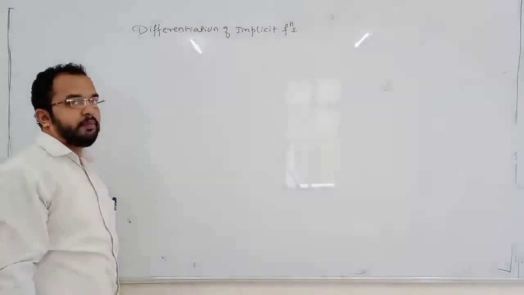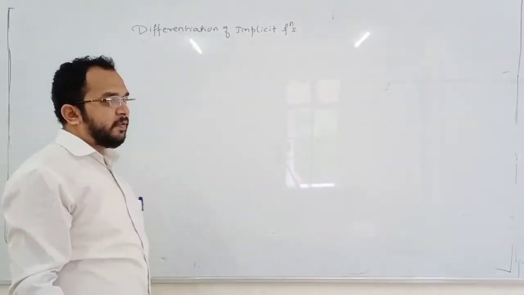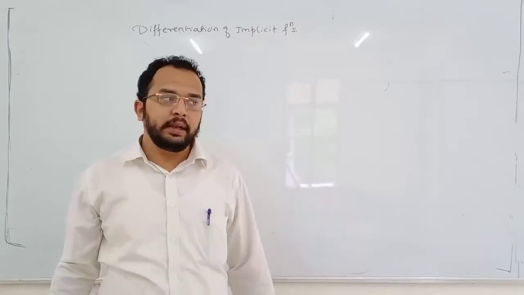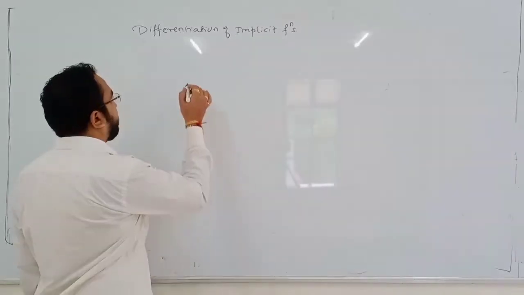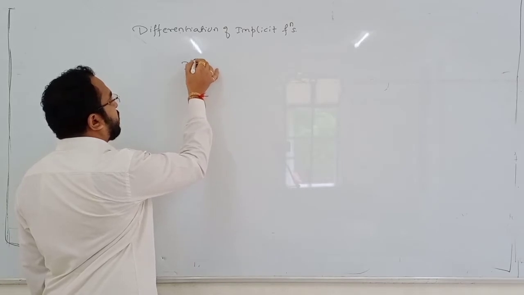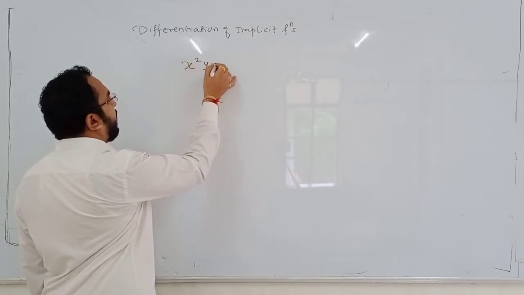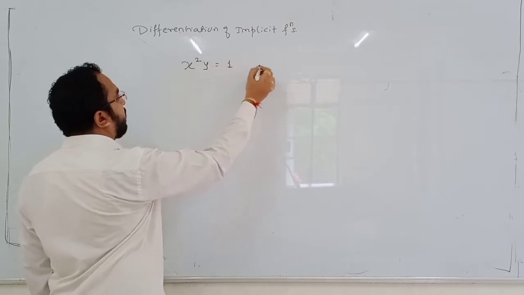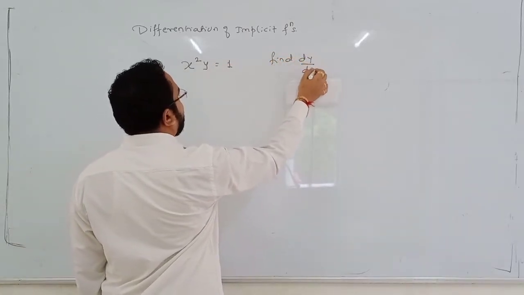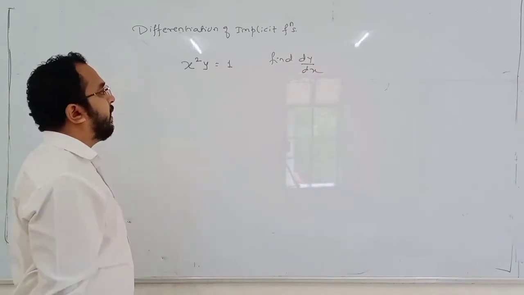Differentiation of implicit functions. Implicit functions means suppose x and y are clubbed together or are mixed. For example, x square into y is equal to 1. Find dy by dx.